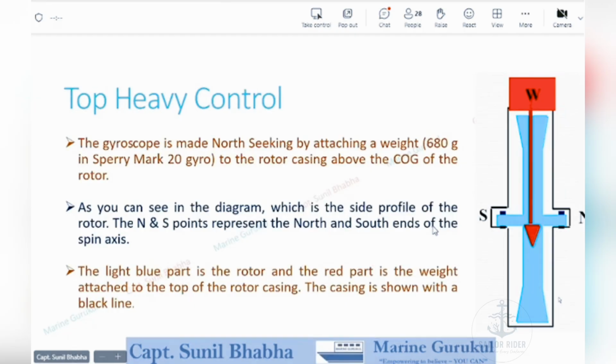Moving ahead now. Since we have attached a weight on top of the rotor casing, making the top of this arrangement heavy by the 680 grams weight, that is why this arrangement is called a top heavy arrangement or top heavy control. When we go into the bottom heavy control, you will see that this particular weight is attached to the bottom of the casing. That is why the name bottom heavy arrangement or bottom heavy control.